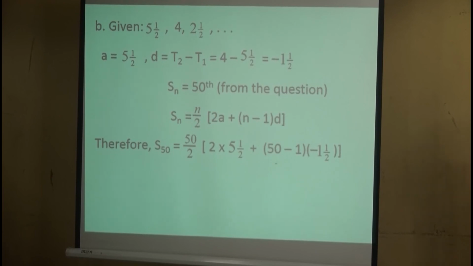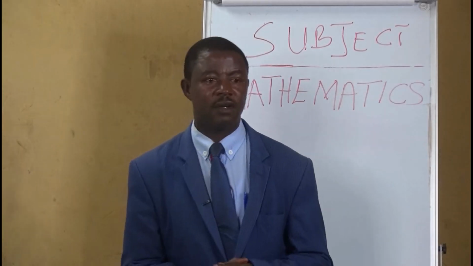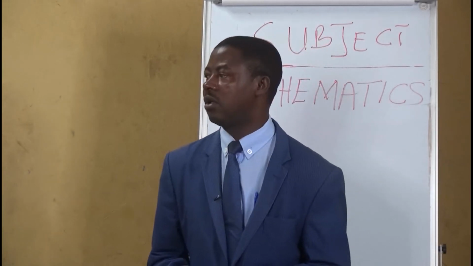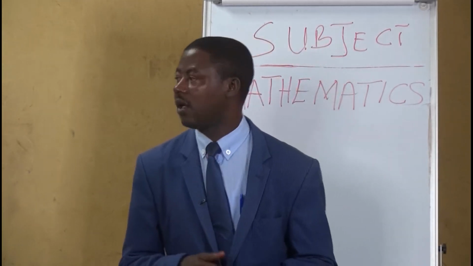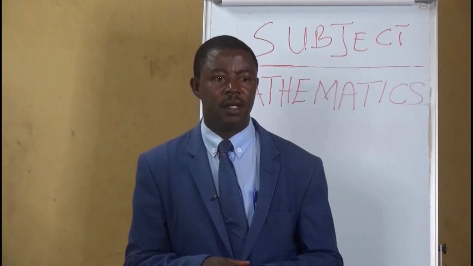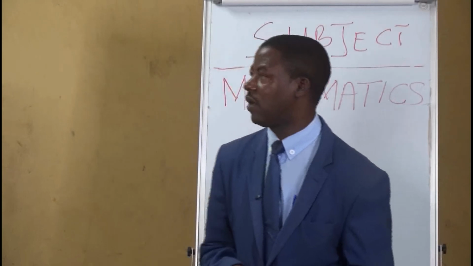Then in B, we have the first term as 5.5. T2 minus T1 is the common difference, which is minus 1.5. We are expected to find the sum of the first 20 terms. The sum of n terms is n over 2 into 2a plus n minus 1 bracket d. If you substitute, you have the sum of the first 50 terms equals 50 over 2 open bracket 2 times 5.5 plus 50 minus 1 into minus 1 over 2.